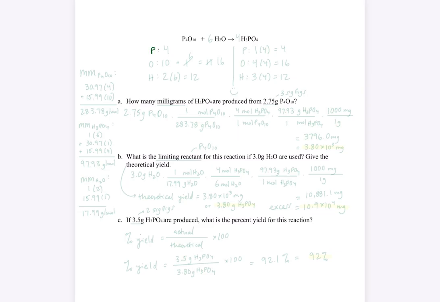On the left side, we have phosphorus, oxygen, and hydrogen, and the same is true for the product side of the reaction. On the reactant side, we have 4 atoms of phosphorus, 10 plus 1 of oxygen, which gives us 11, and 2 atoms of hydrogen. On the right side of the equation, we have 1 atom of phosphorus, 4 atoms of oxygen, and 3 of hydrogen.